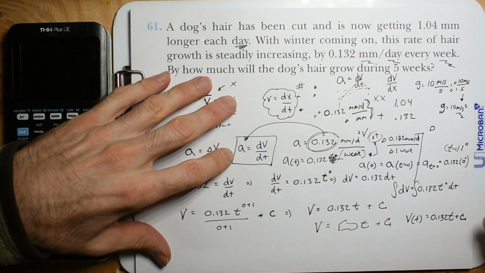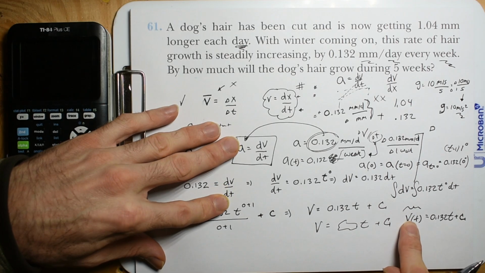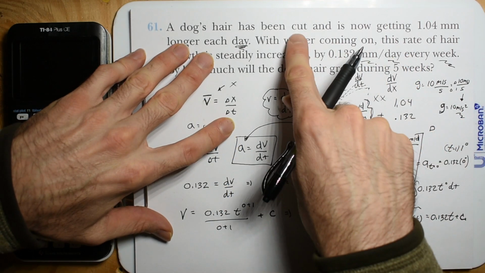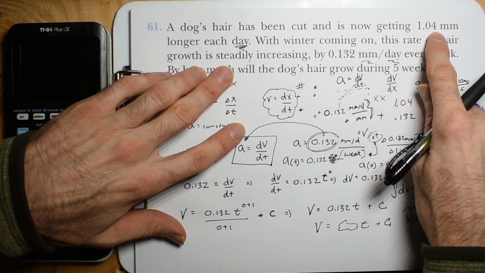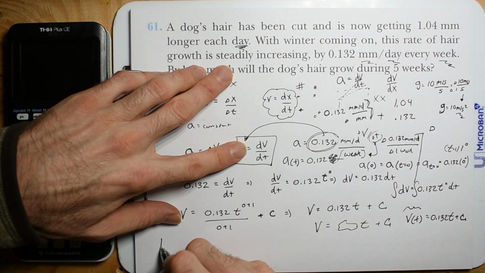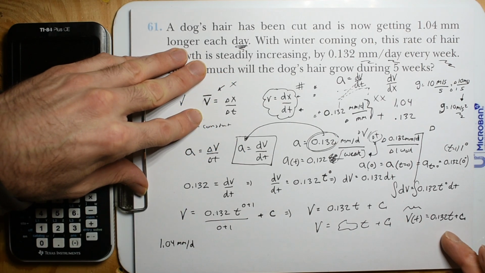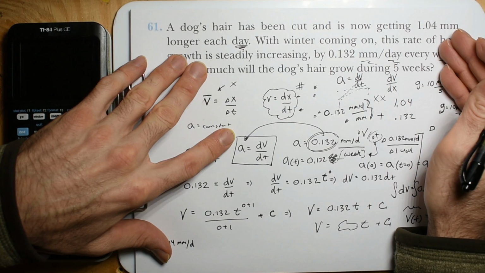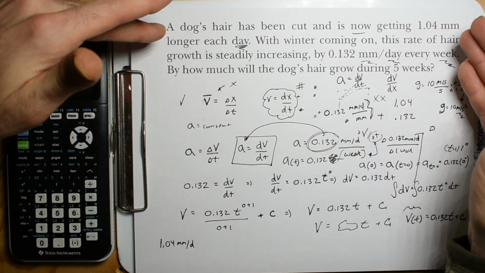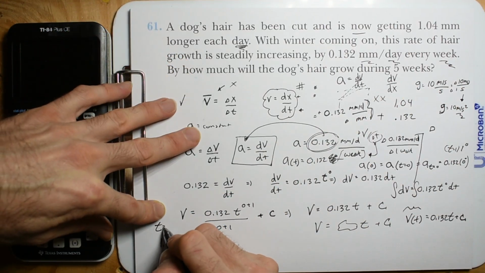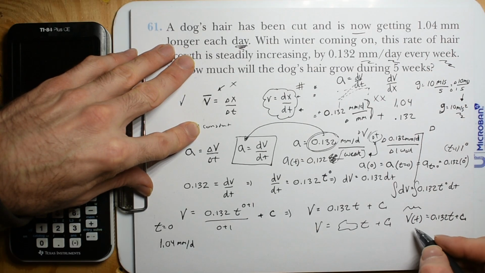So for this problem, let's see what we have here. We have a velocity. Now, do we know something about the velocity? Yes. It says the dog's hair's velocity is 1.04 millimeters per day. And when is that going to be? Well, it just says right now. So right now it's 1.04 millimeters per day. So that's where you would set that at time 0. You're going to set your stopwatch and be like, all right.